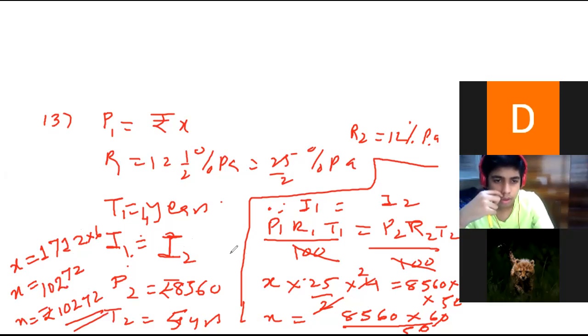Yes, Shreyash, what are you saying here? Sir, after you have written x equals 8560 into 60 upon 50, you cancelled both the zeros. After that, you multiplied 856 into 6. No, I divided with 5. Now 5 into 1, 7, 1, 2. Okay. And then you multiply it by 6 and get it. Yes. Okay.